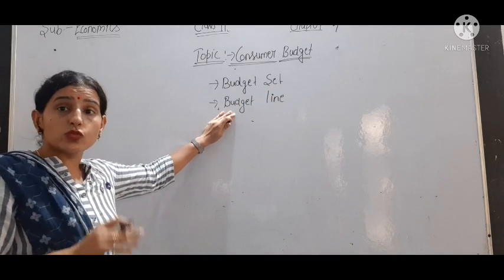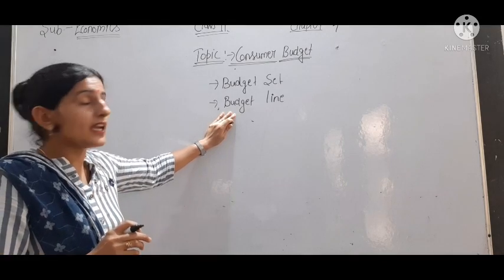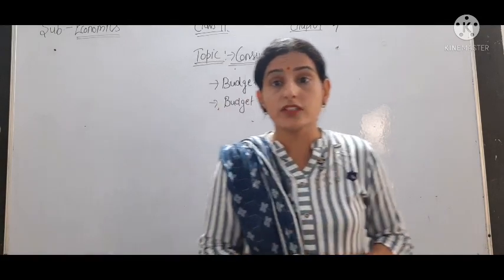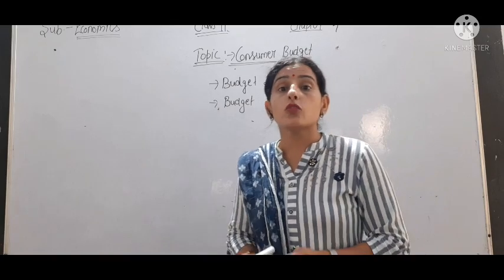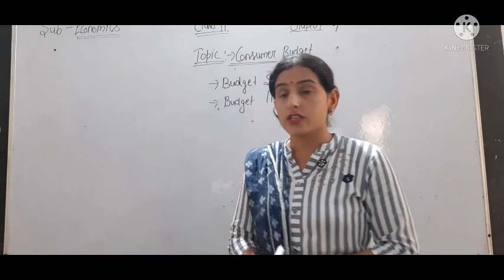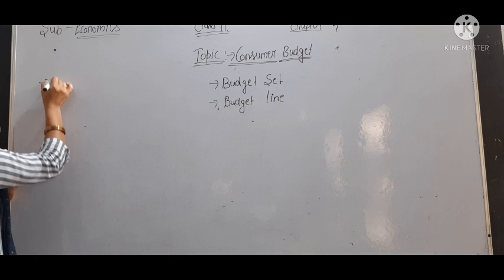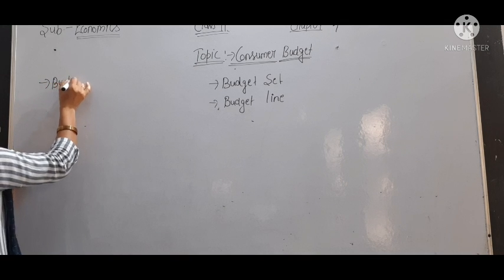The budget line shows the limit of the consumer. Okay, and the budget set is the equation which shows the income of the consumer and also the prices of two goods. Okay, so firstly we are going to talk about the budget set.